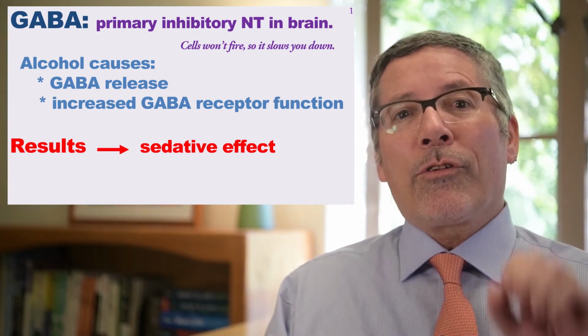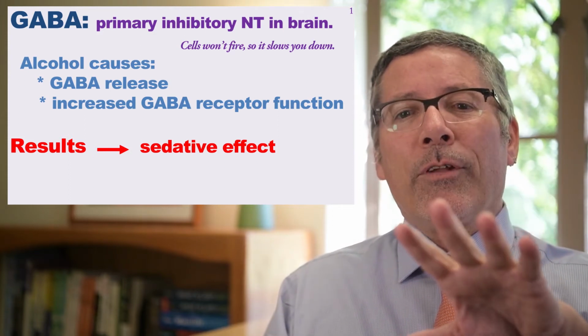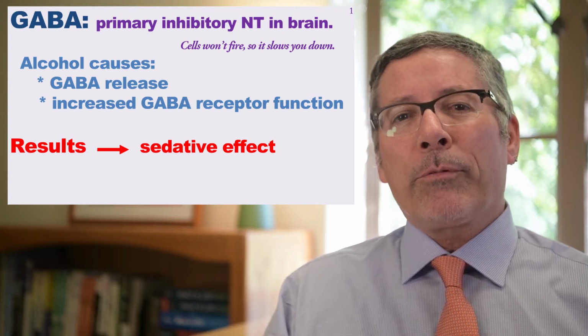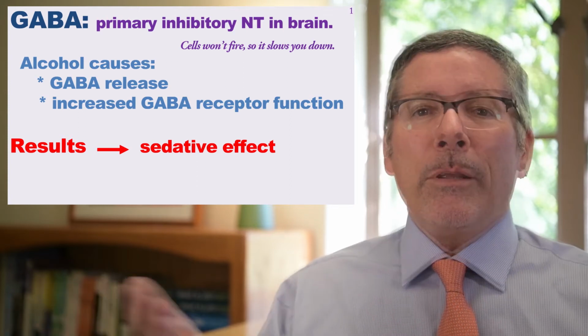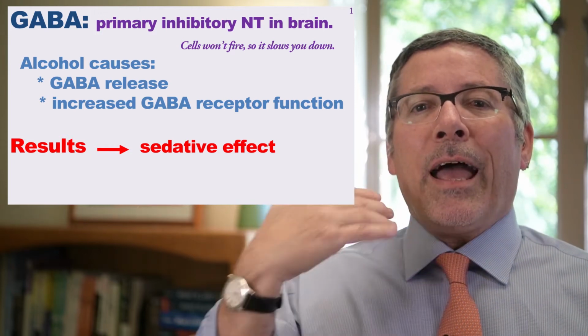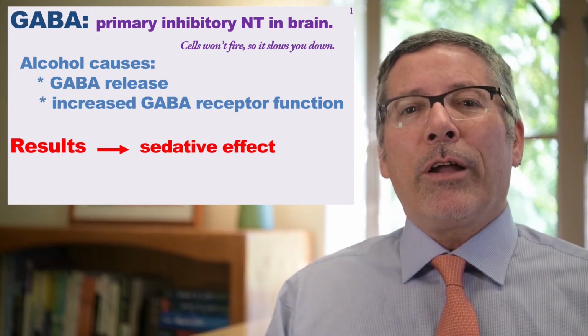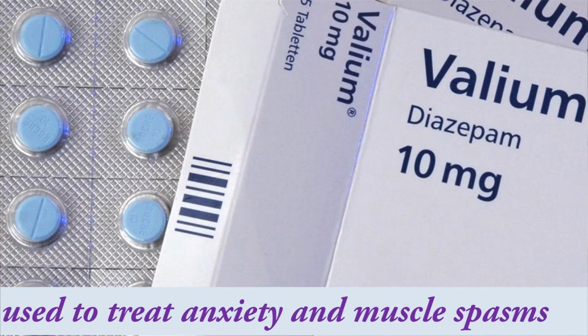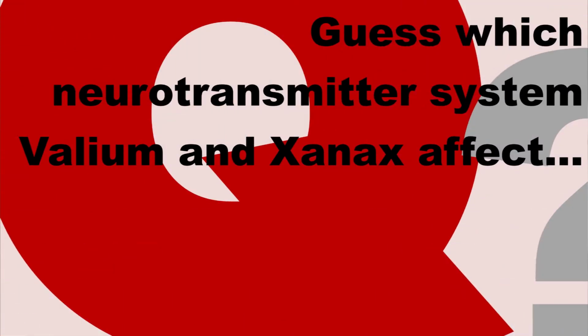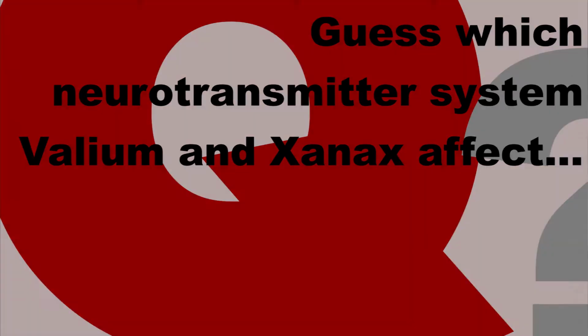Well, alcohol causes more GABA to be released. And it also increases the sensitivity of the GABA receptors, so they are more effective. So what's going to happen? You are essentially increasing the amount of this inhibitory neurotransmitter, and so it's going to have a sedative effect on you. There are some drugs, you've certainly heard of Valium, used to treat anxiety and muscle spasms, Xanax, used to treat anxiety and panic disorders. Guess which neurotransmitter system is going to be affected by Valium and Xanax?